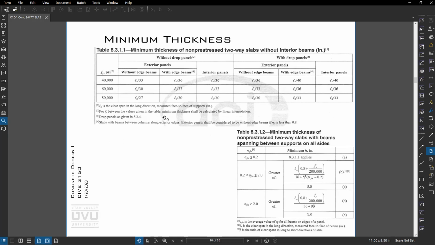All right, so first, the code has minimum thicknesses for non-PT slabs, and they're going to be a function of primary reinforcing. Do you have drop panels or not? Are you in an exterior or an interior location? And then L sub n would be the span taken face to face from the columns. And if you don't know your column sizes, maybe start around 16, 18 inches, and you're probably in a good place.